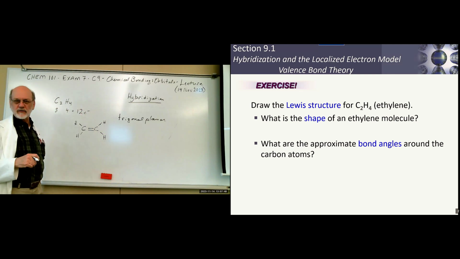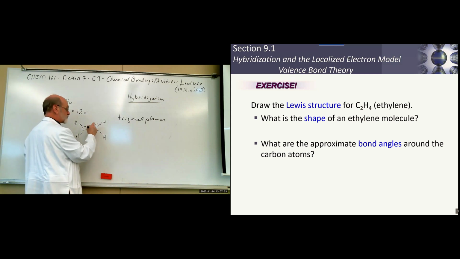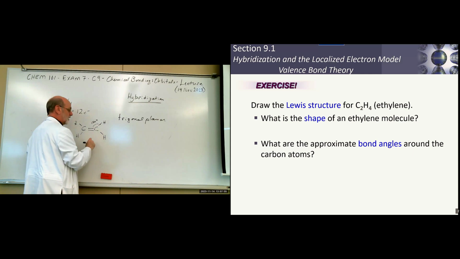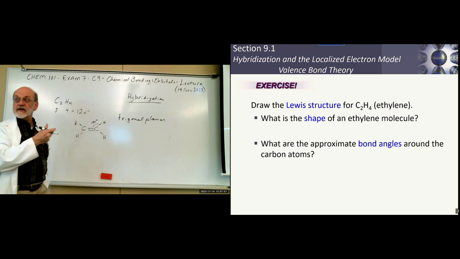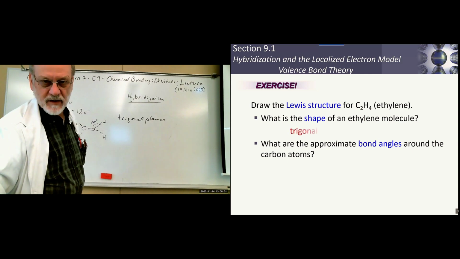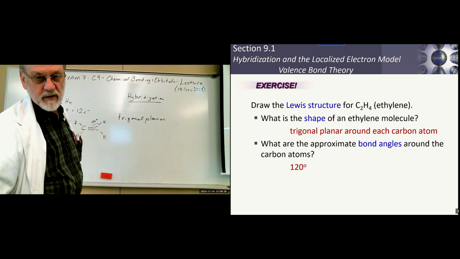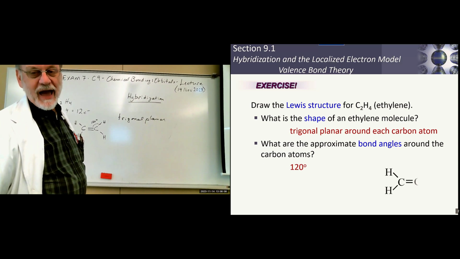Okay, just a side note. What's the bond angle? Well, the bond angle is predicted at 120 degrees, right? 120, 120, 120 makes 360. So there's trigonal planar around each carbon and 120 degrees. Okay. How do we get that?